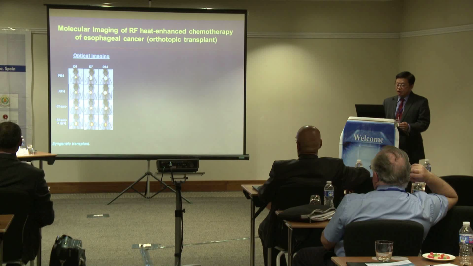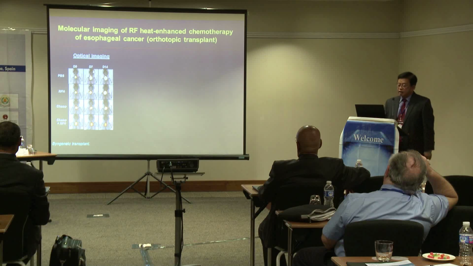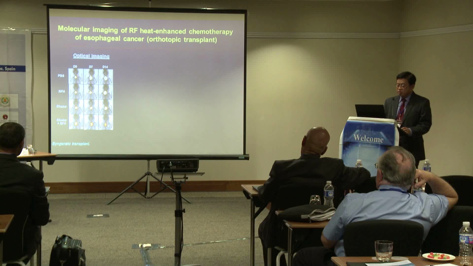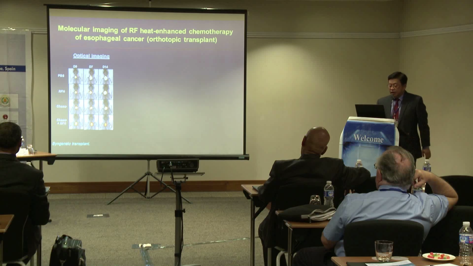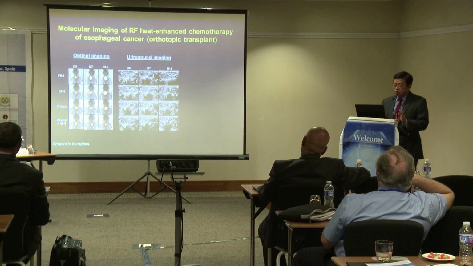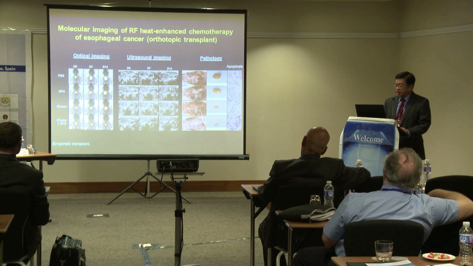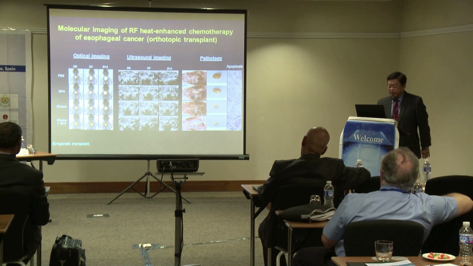So here again is the optical imaging of chemotherapy treating the esophageal cancers. You can see the same thing. We have 4 groups, and in this group, the combination therapy, both signal and size decrease here. And also we can use ultrasound imaging to quantify the volume of the tumor. Here's histology. We have more apoptosis in this group. So here's one example.